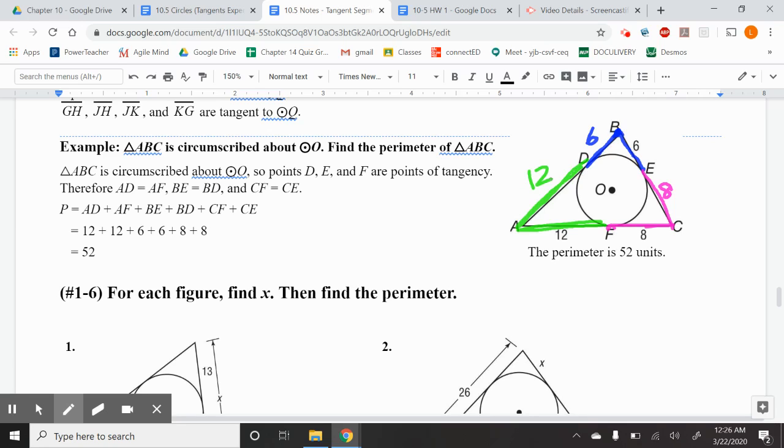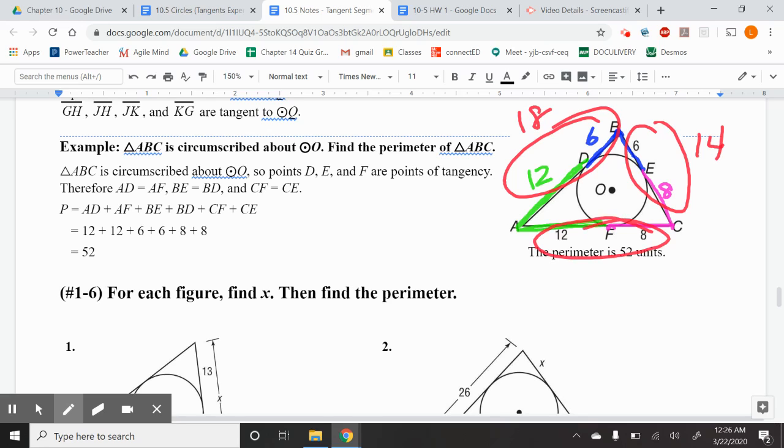So to find the perimeter, we're going to take 12 and 6, which is 18, 6 and 8, which is 14, and 12 and 8, which is 20, and add those all together. 20 plus 18 plus 14 is equal to 52.